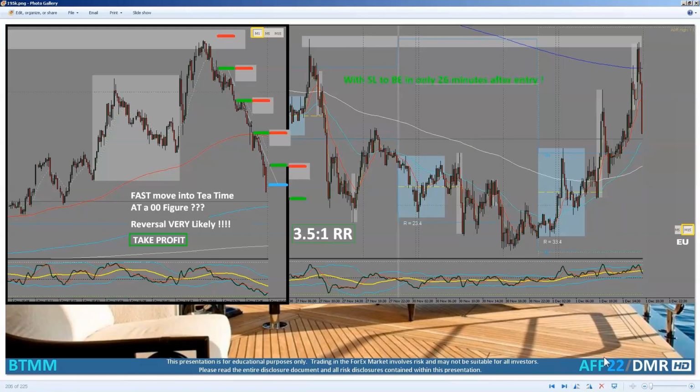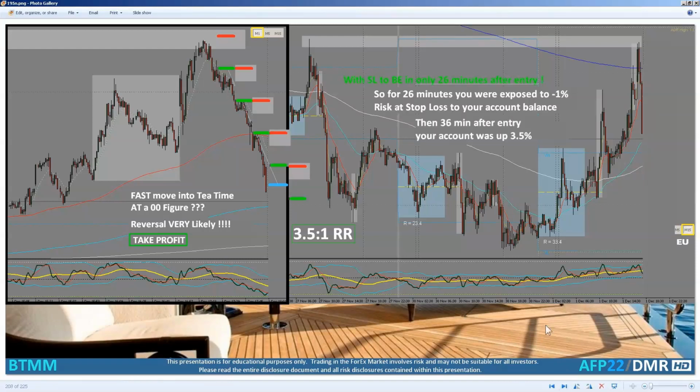With a stop loss to break even in only 26 minutes after entry. And it's 26 minutes from the time you got in this candle right here to the time it hit the catch-up, rolled stop loss to break even. What does that mean? That means for only 26 minutes, you were exposed to a minus 1% risk at stop loss to your account balance. That's really nice. About half the time in this trade, you had no risk. No risk. Okay, then 36 minutes after entry, your account was up 3.5% if you had a 1% order.